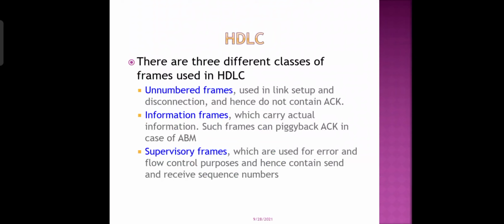The three different frames are, as already stated, unnumbered, information frame and supervisory frame. Unnumbered frames are used in link setup and disconnection. They do not contain the acknowledgement bit. The information frame carries the actual information, and it can carry a piggyback acknowledgement in case of asynchronous balanced mode. The supervisory frame is used for error and flow control purposes and hence contains send and receive sequence numbers.